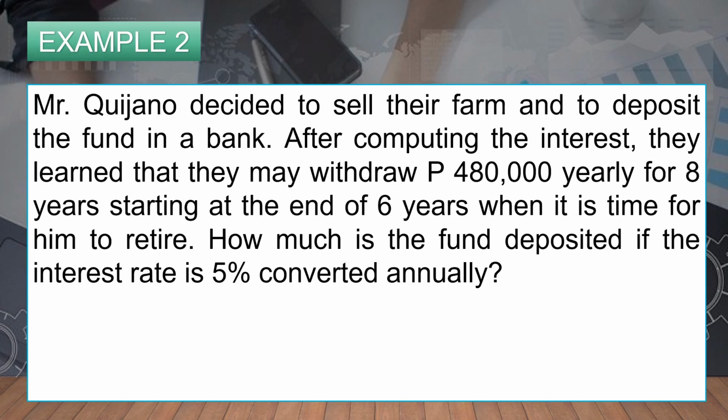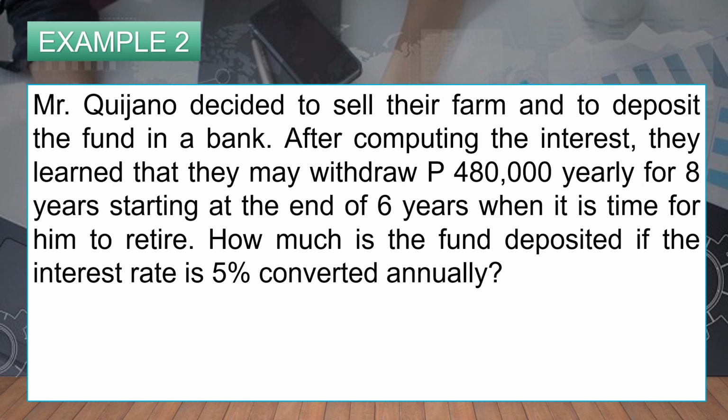Now, let's try the second example. Mr. Quijano decided to sell their farm and to deposit the fund in a bank. After computing the interest, they learned that they may withdraw 480,000 pesos yearly for 8 years, starting at the end of 6 years when it is time for him to retire. How much is the fund deposited if the interest rate is 5% converted annually?